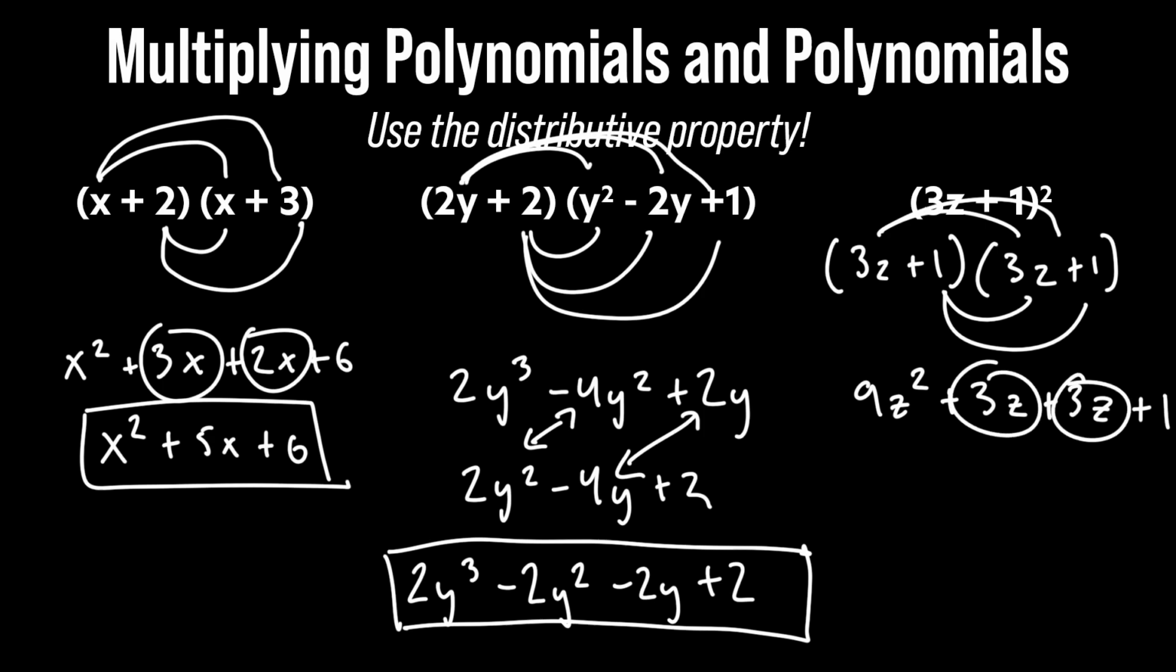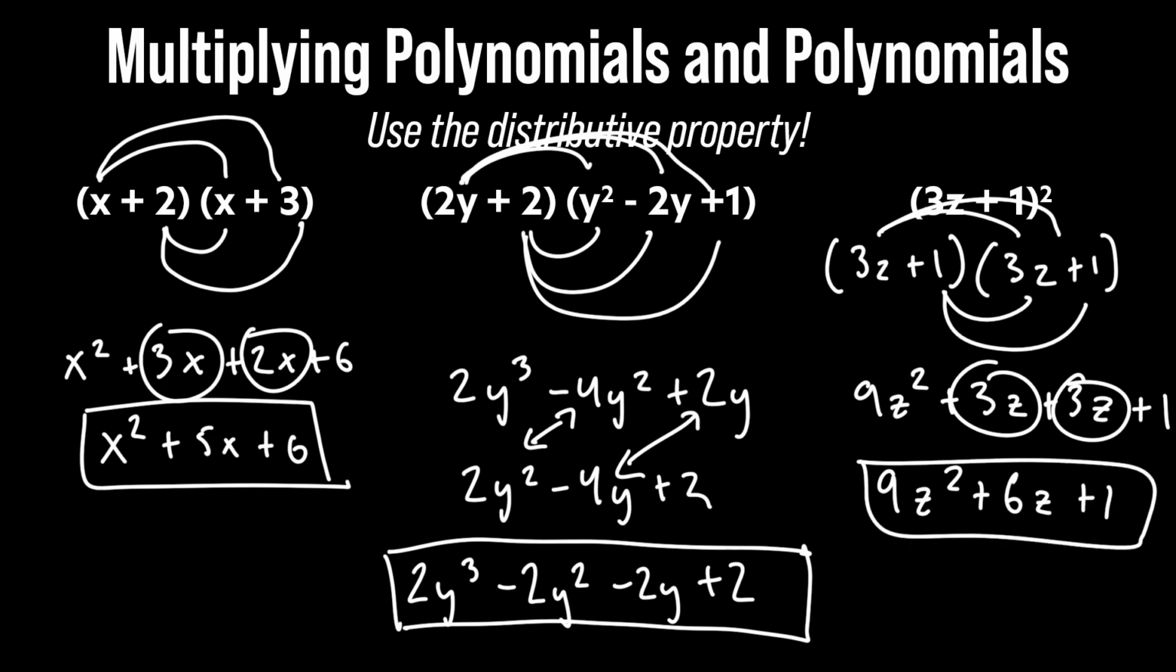These two can be added together. And so we're going to have 9z squared plus 6z plus 1. And that's our final expression.